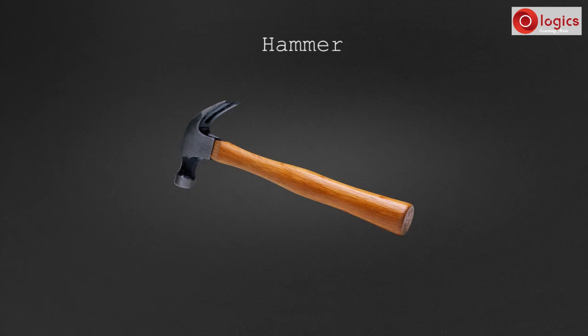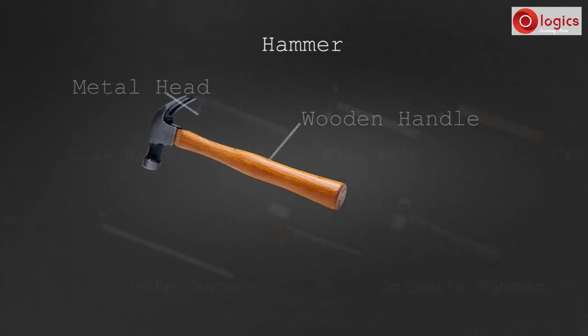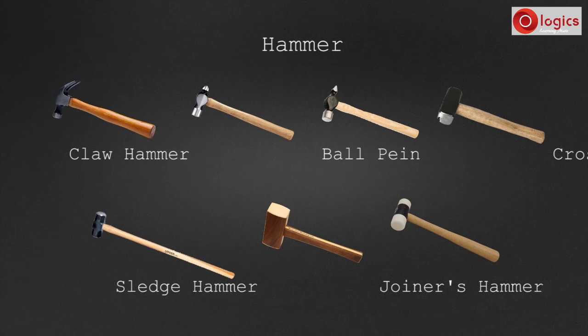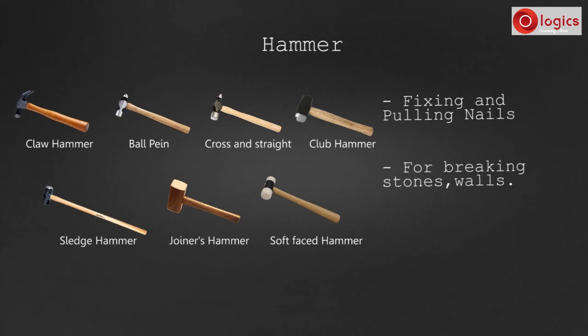Let's learn about hammer. This is a hammer. A hammer is made of a heavy metal head, and it is fixed to a wooden handle. There are different types of hammers for different uses. Hammers are mainly used for fixing and pulling nails, and for breaking stones.